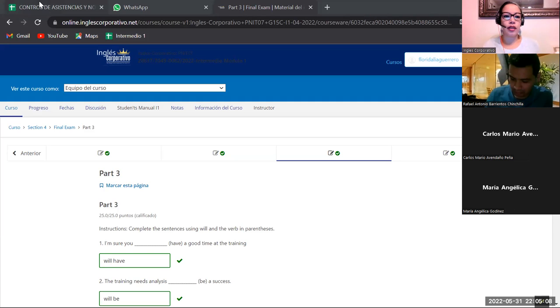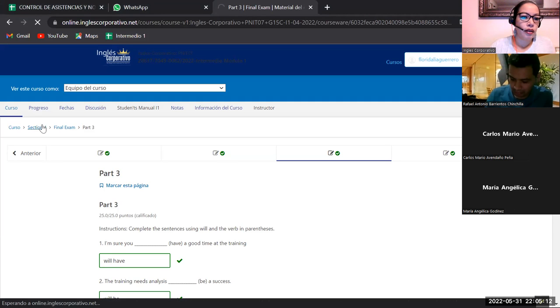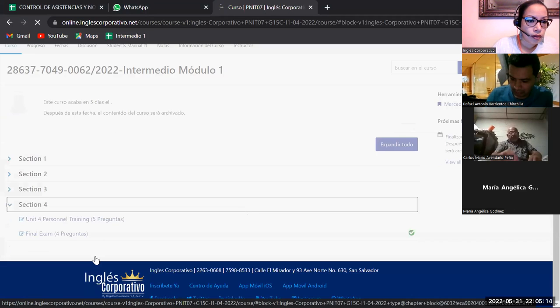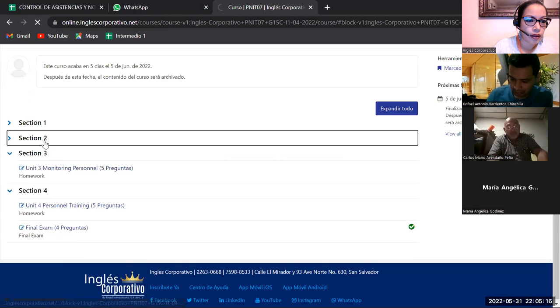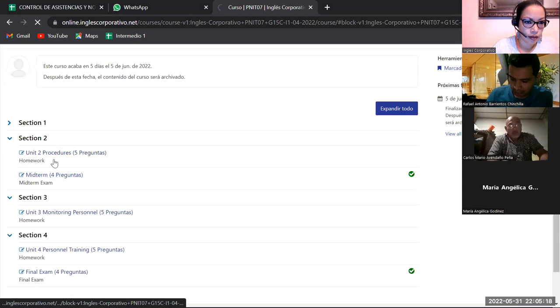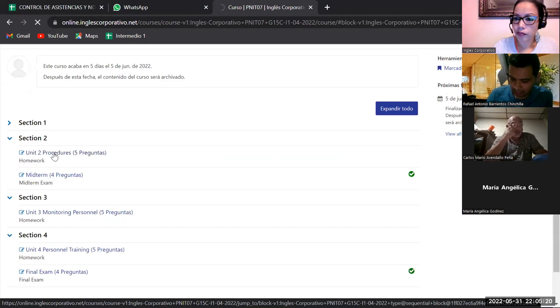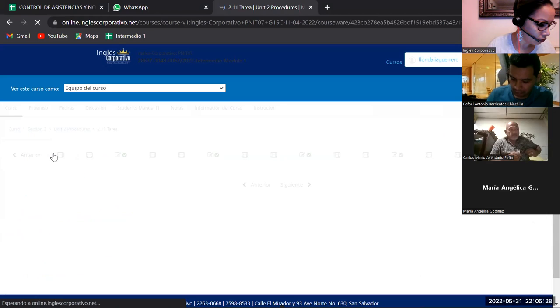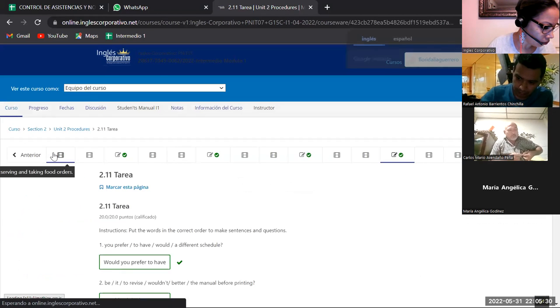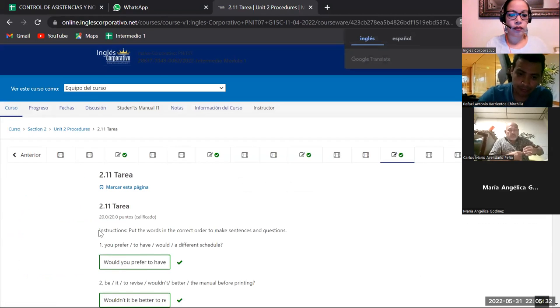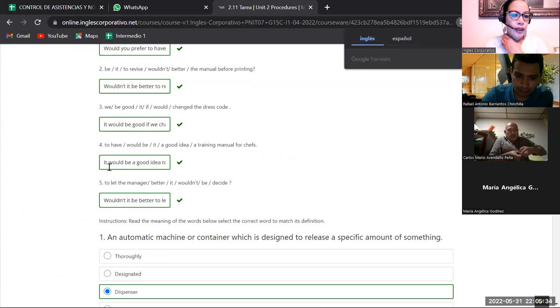El 2.11 veo que es, ¿verdad, Carlos? Sí, exacto, teacher. El 2.11. Okay. La cuarta. Recuerdo que alguien nos pasó ahí la solución, la copié, pegué y todo, pero nunca la pude corregir. Ok, la cuatro es, ¿verdad?